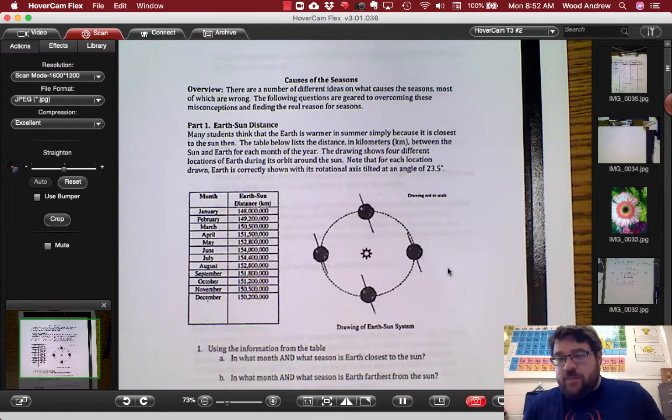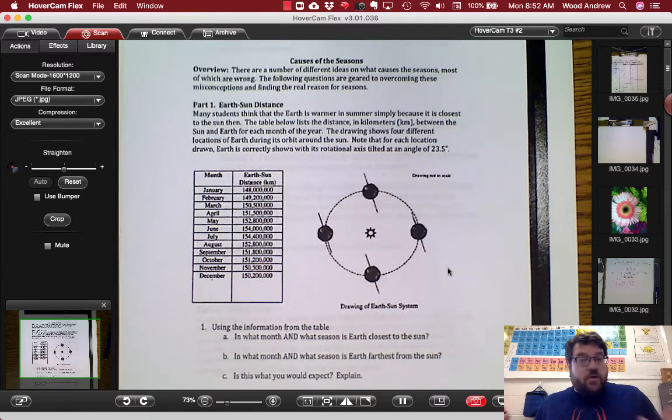This is in your packet. This is not going to be the assignment. Most of the time with this, we would be doing this together in class. You'd be working with a partner on this. Tough to do over distance learning. So I decided, hey, I'll go through parts of this with you, and then we'll give you a little bit different assignment with it. But the causes of seasons is one of those things that is really, really screwed up by people. So let's go ahead and just get into it.